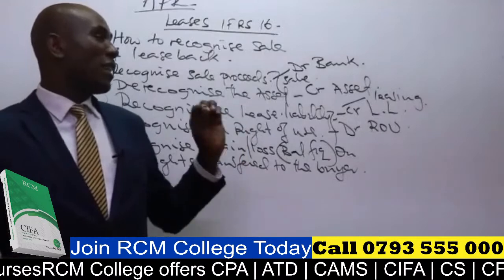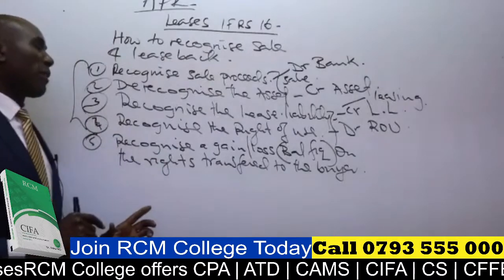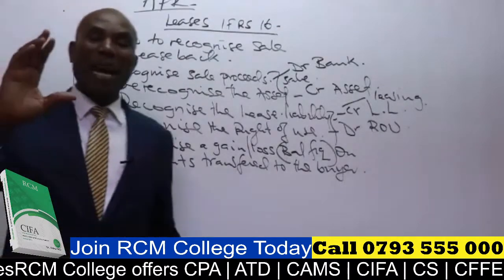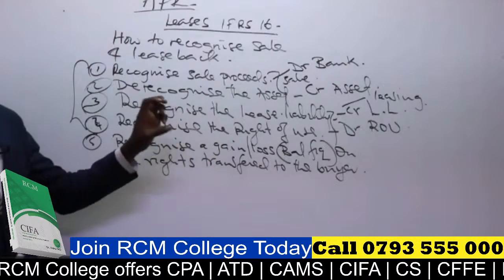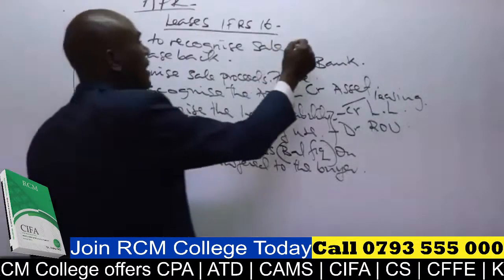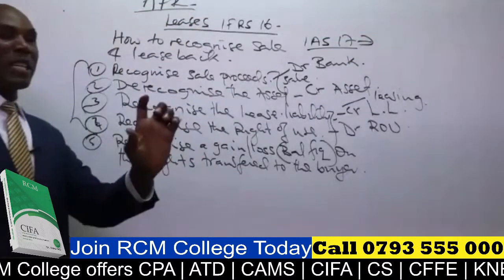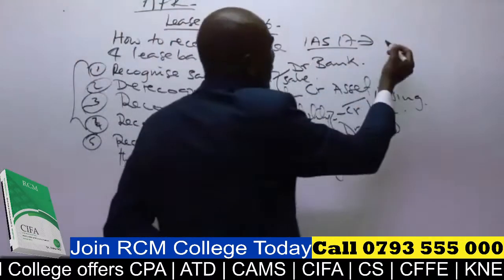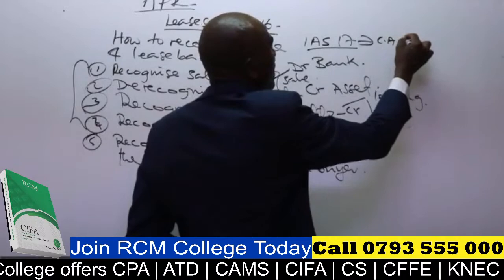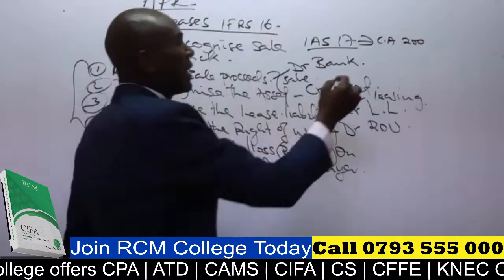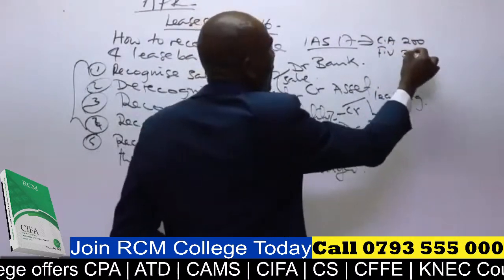You say the right of use. Now, what we are saying here, let me explain something. Under IAS 17, remember, Leases was taken from IAS 17. Under IAS 17, when you sold the asset, for example, the asset carrying amount is 200. You are selling it at a fair value of 300.